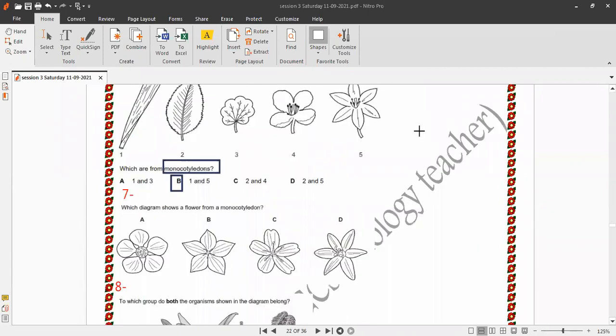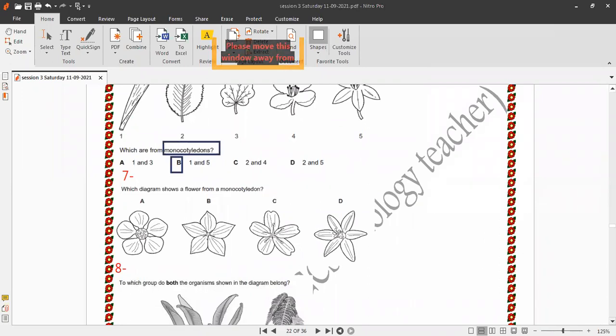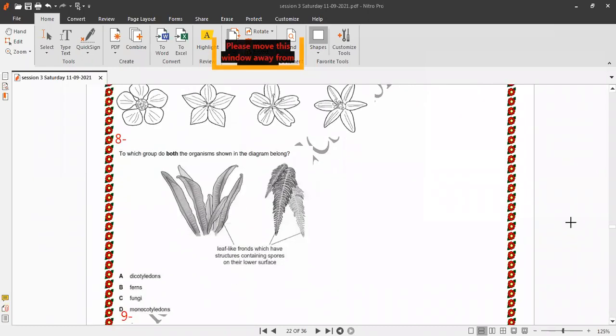Question 7. Khalid. Which diagram shows the flower from monocotyledon? The D, because it has 6 petals, a multiple of 3. Okay, three. Yes.